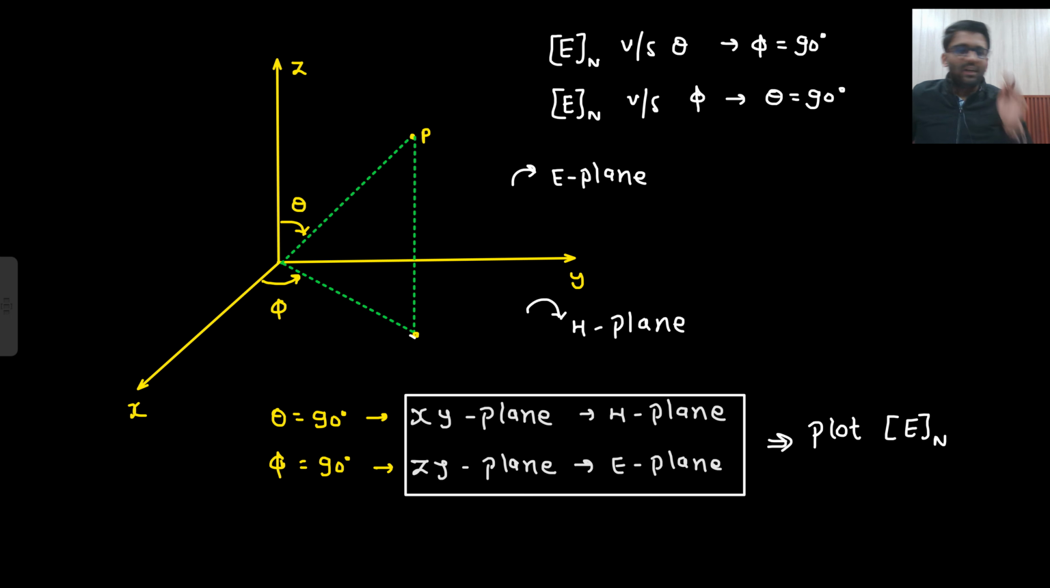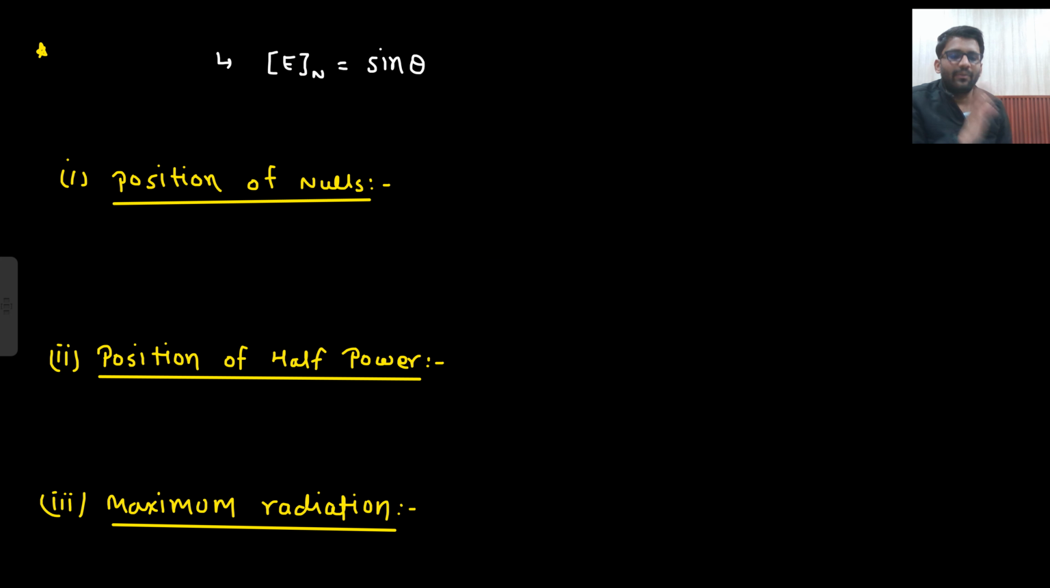So now the path is clear. Now what we need to do in this process is plot the normalized value of electric field with respect to theta versus theta. We need to plot when we fix the phi value, and we are fixing phi as 90 degrees, and then we need to plot our normalized value of electric field with respect to phi when we fix the theta value, that is theta equals 90 degrees. So this is what we need to do in this particular process. All good? Okay, yeah.